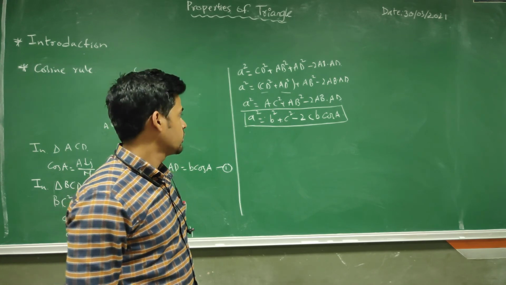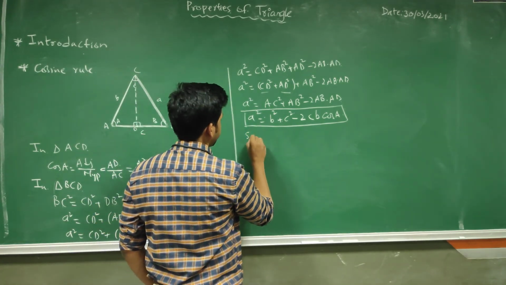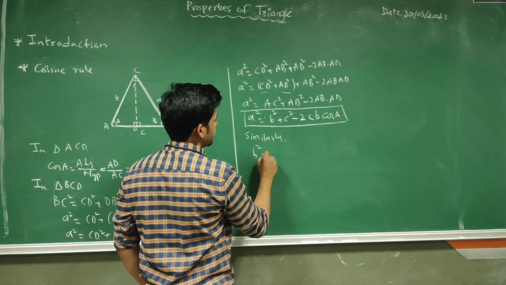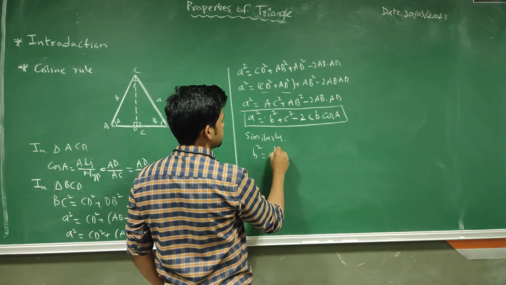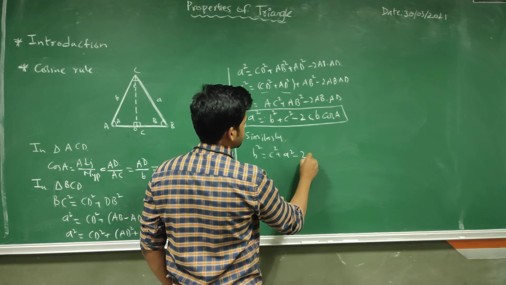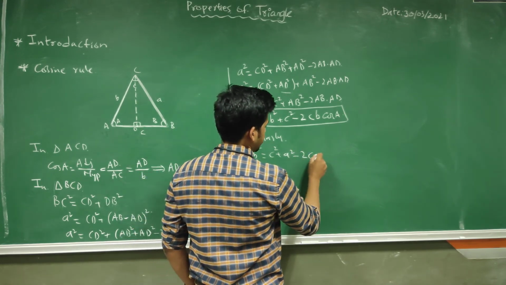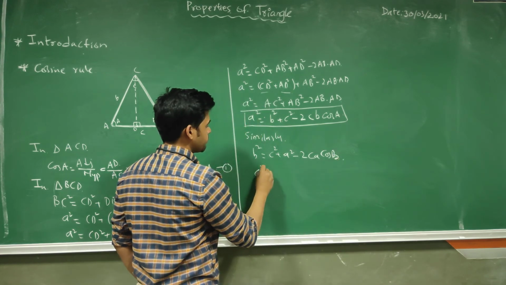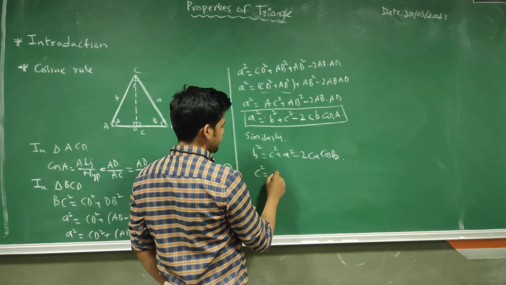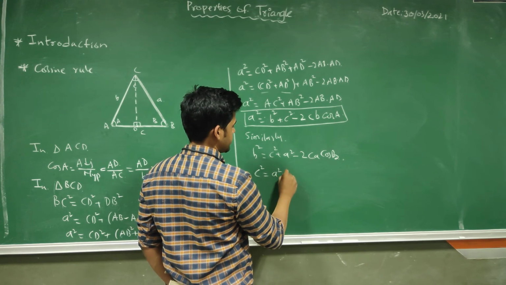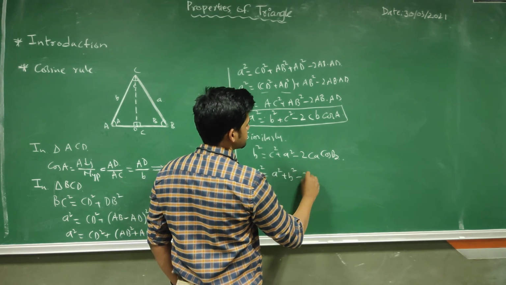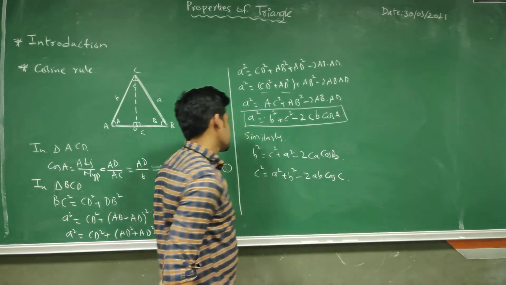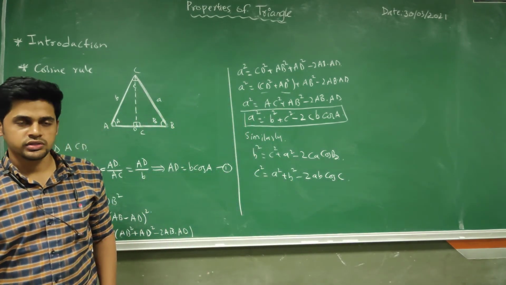So this formula is called the cosine rule. Similarly, we are able to find B square, and B square will be C square plus A square minus 2CA cos B, and C square will be equal to A square plus B square minus 2AB cos C. This is the cosine rule.